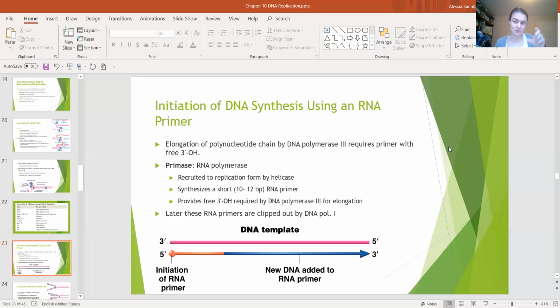And if you remember, the primer is a small short segment, about 10 to 12 base pairs long of RNA, right? And so once we have this primer, then our DNA can elongate in the 5' to 3' direction. So this is my primer right here, and then we elongate using DNA polymerase 3. These primers are then excised out, or cut out, by DNA polymerase 1, and then the gap is filled in by DNA polymerase 1.